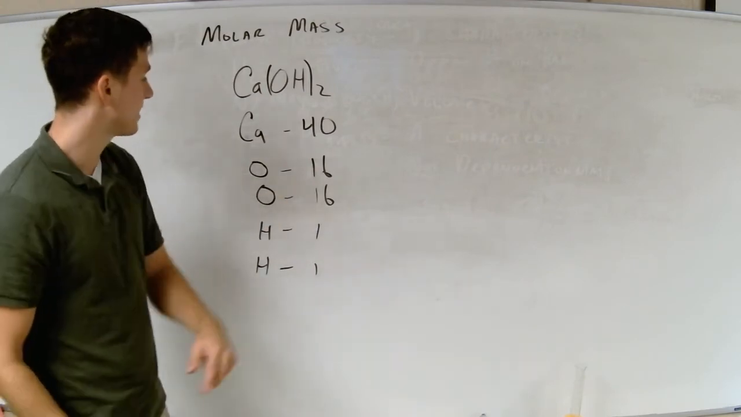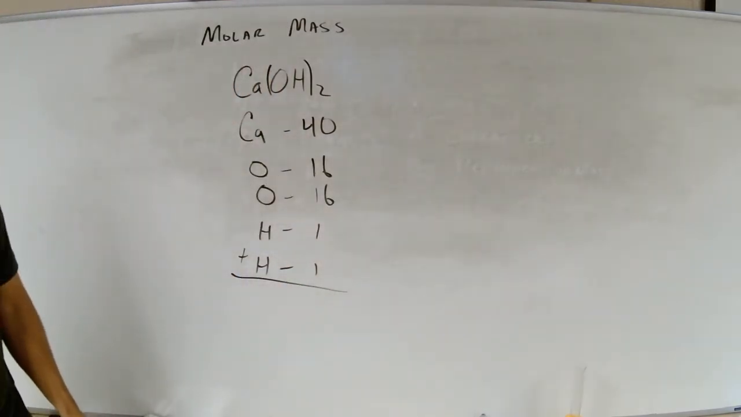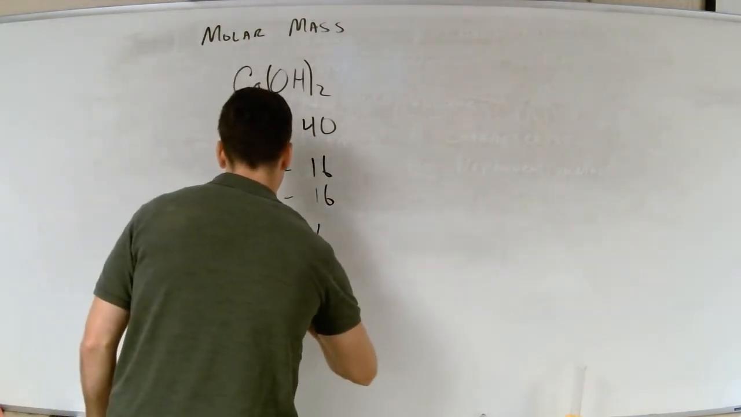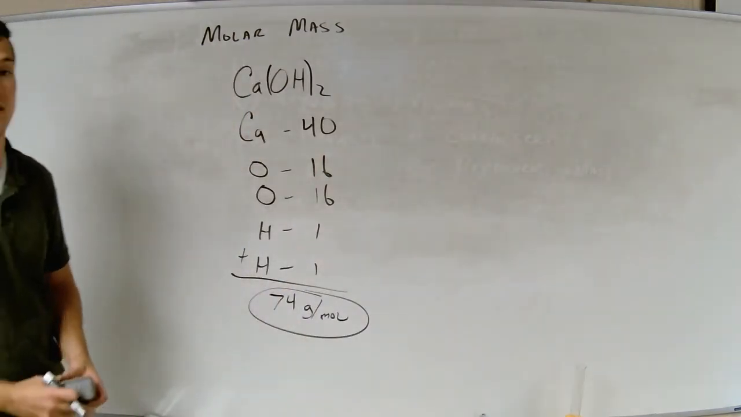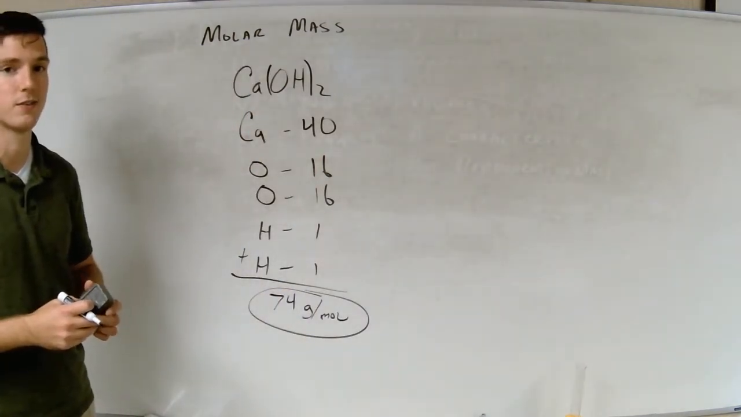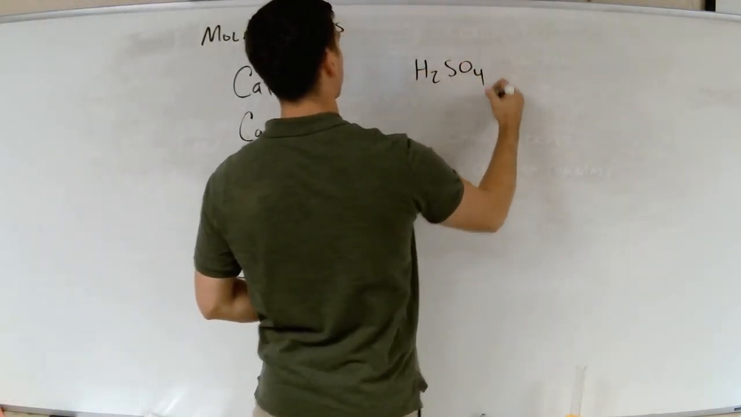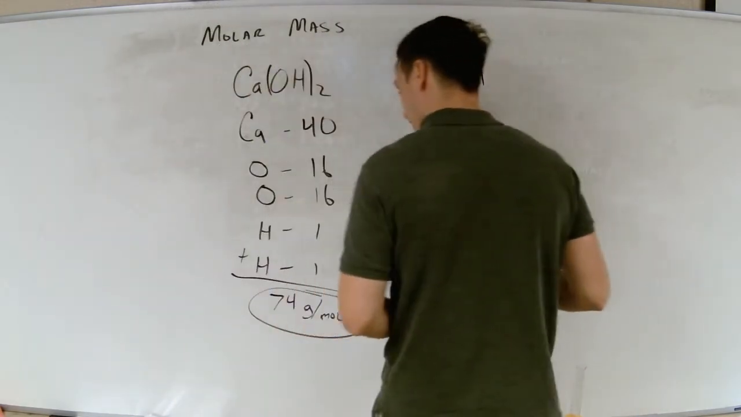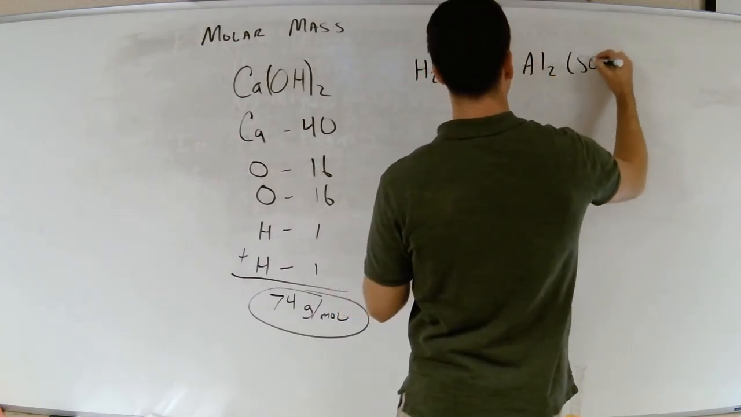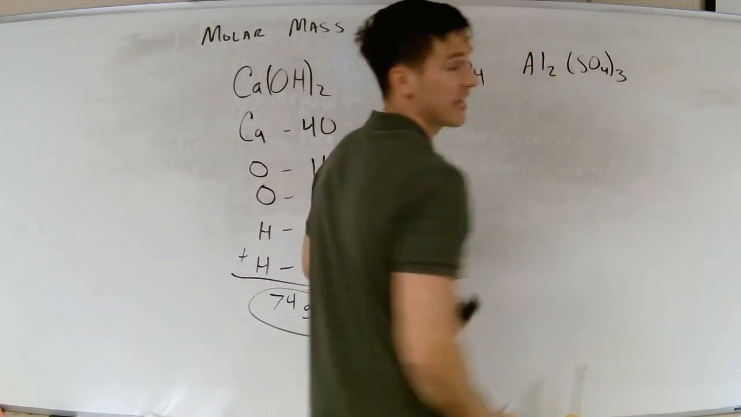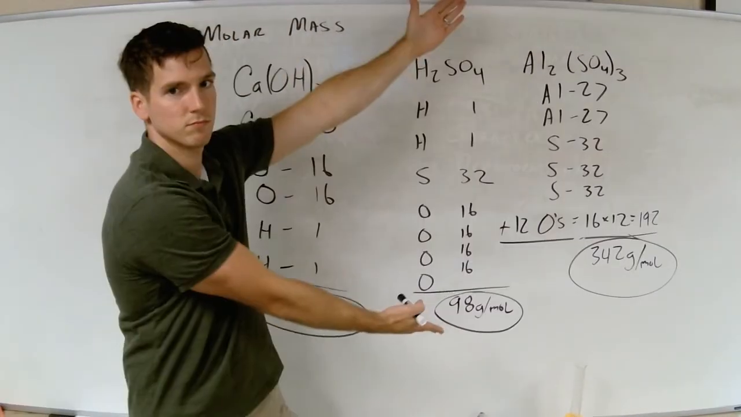Then you just add these all up: 40 plus 16 plus 16 plus 1 plus 1. I believe that's 74. So the molar mass of calcium hydroxide is 74. Make sure that you're understanding how to do those. Try it with H2SO4 and try it with Al2(SO4)3. Pause the video, and in a second you'll see the work show up on the screen.